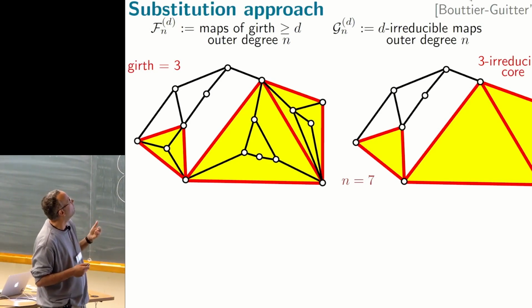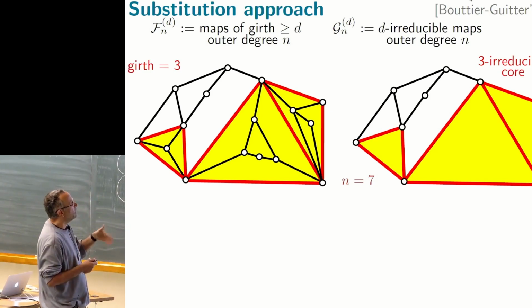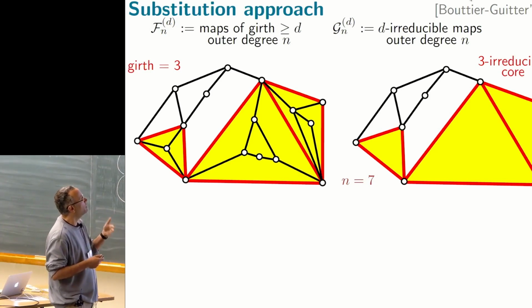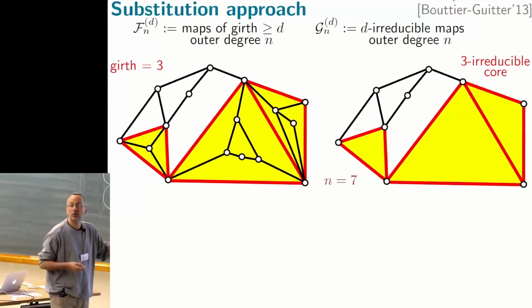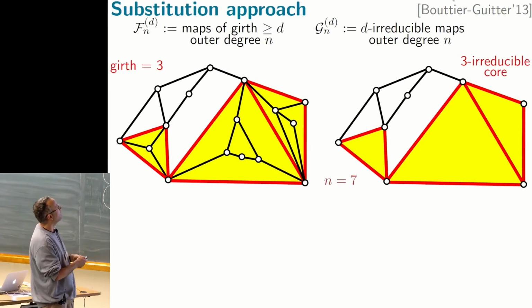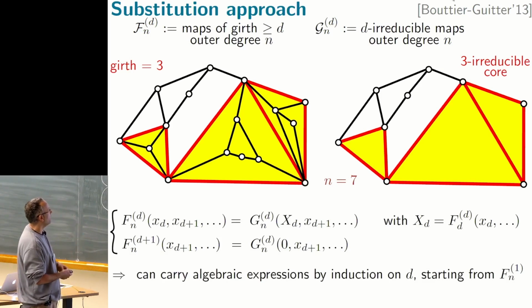If you want to do counting of maps by girth and face degree with a substitution approach, irreducible maps allow you to jump from girth d to girth d plus 1. The idea is to have this notion of d-irreducible core, where you start from maps of girth at least d. Here it's a simple map, for instance. And what you do is you empty what is inside all the maximal 3 cycles. Okay, like here. It turns out that they are interior disjoint, and what you get is a 3-irreducible core of the map. And it gives a nice equation system relating maps of girth at least d with the d-irreducible maps.